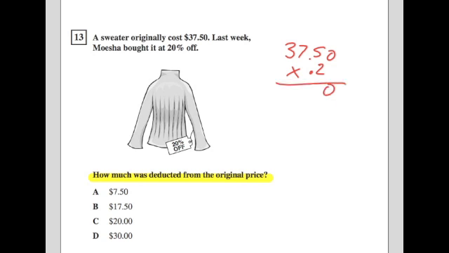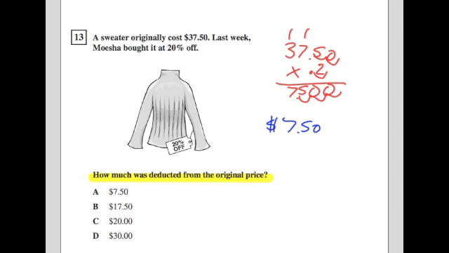2 goes into 0 times. 2 times 5 is 10. Carry the 1. That's 5. Carry the 1 again, and that is 7,500. Whoa, that's a lot, but it's not really that much because I need to count how many decimal places I held, and I held 3. So how much was deducted? It looks like $7.50 was the price of the discount.